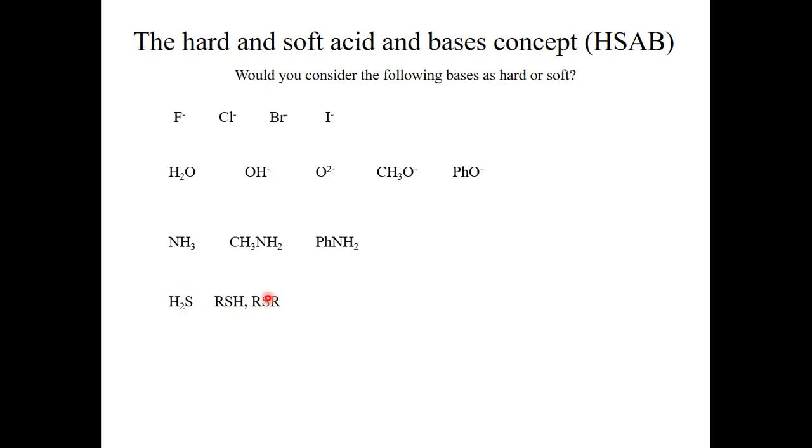And again, we can explain this by inductive effect. So the alkyl groups have a positive inductive effect, and they dump more electron density on the sulfur atom, making these two species somewhat larger. All right, then what about a phosphine? Would you consider phosphine a soft base or a hard base?